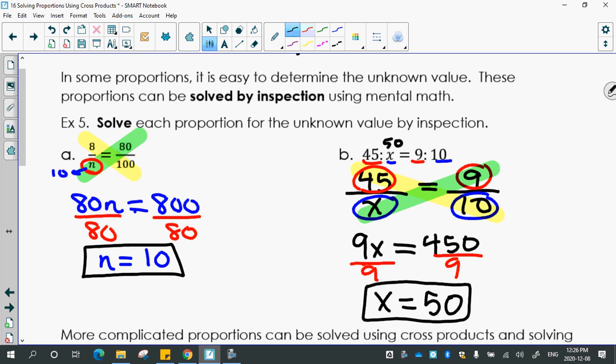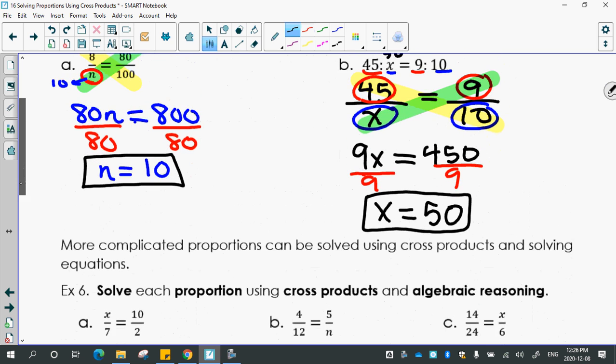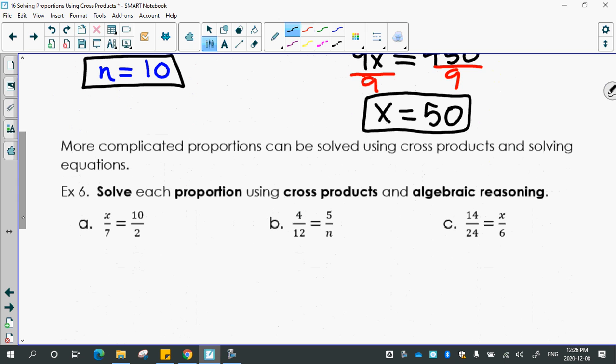Okay, so these ones you could have maybe solved in your head, but they can get harder where it's not obvious what the relationship is. So we're still always going to use cross products to solve them. Okay, it's going to be our go-to for the rest of the week. So solve each proportion using cross products and then algebra.